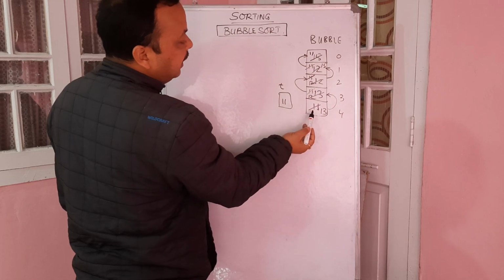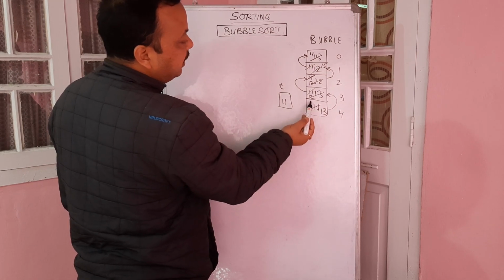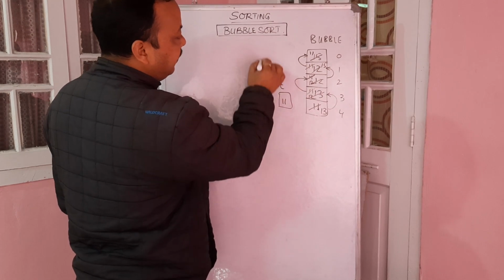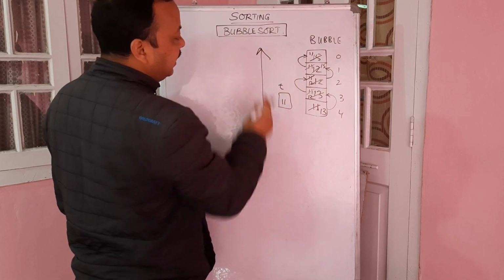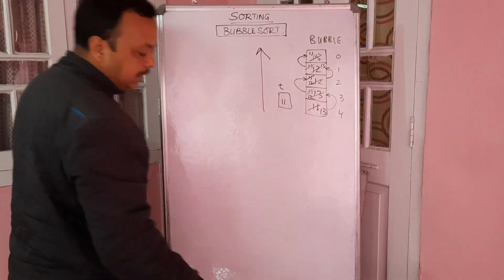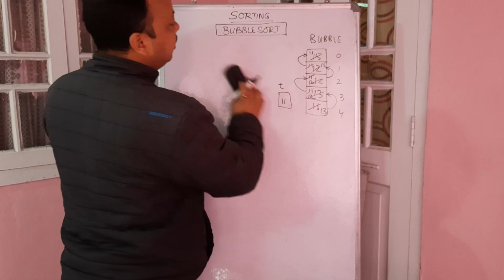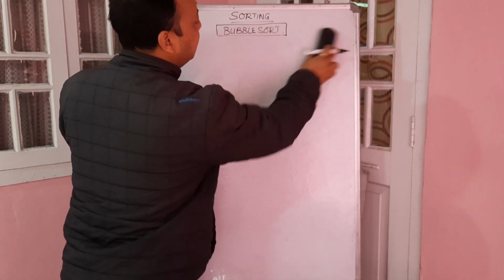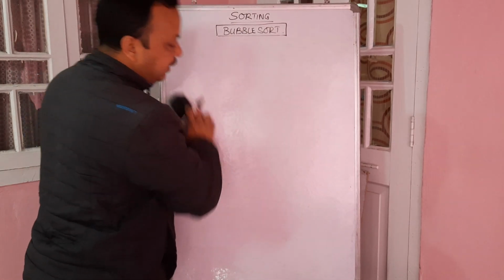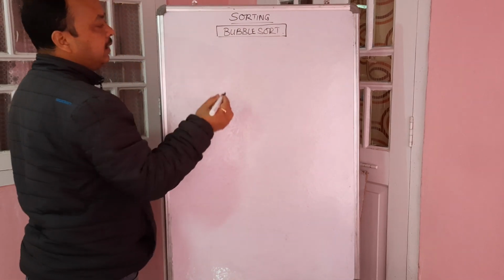So anyway, you see, wherever it was, 11 kept on climbing. So the smallest value went up like an air bubble in water. So this is the whole concept of bubble sort. So you can turn it upside down, doesn't matter, it's the same thing. Now let us look at the code.